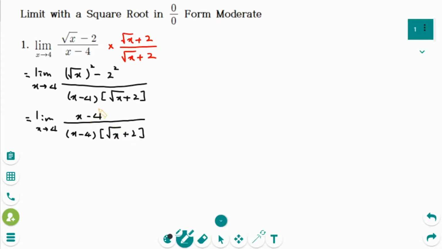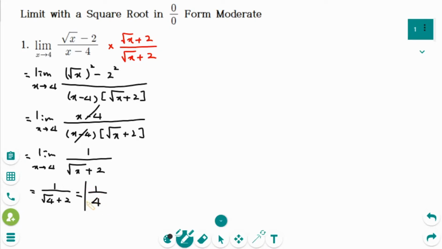Then cancel the common factor, which is x minus 4. So 1 over square root of x plus 2. Then put 4 into x, square root of 4 plus 2 equals 1 over 2 plus 2, which is 4. So you get 1 over 4.